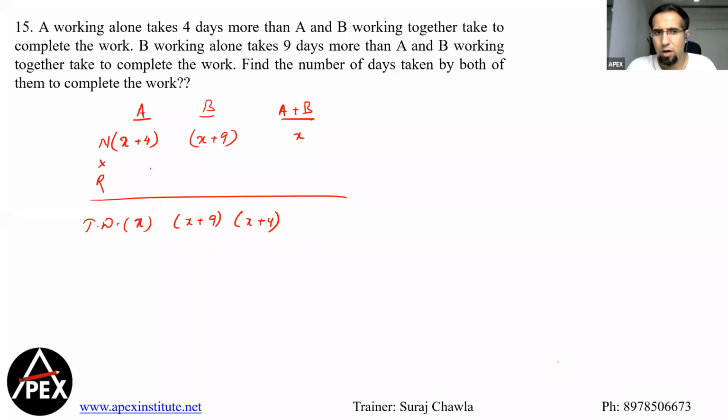Now N into R is total work. So I already have X plus 4, so can I say here, I will have X into X plus 9. Similarly, since I already have X plus 9, here I will have X into X plus 4. This plus this should be equal to X plus 9 into X plus 4. Is this point clear?